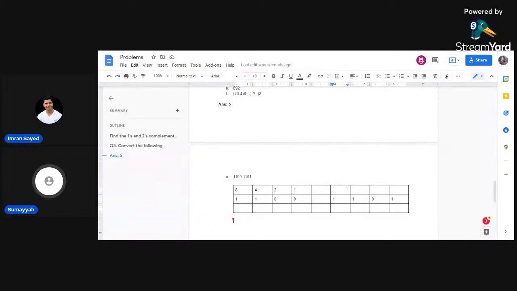Then for after the decimal point, you have a 1/2. What is it? Half. That's the place value. Like in decimal, we have 1/10, 1/100. In binary, there is 1/2, 1/4, 1/8. Okay. Then you multiply each binary digit by the place value and write it here.